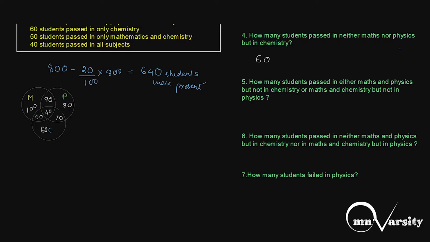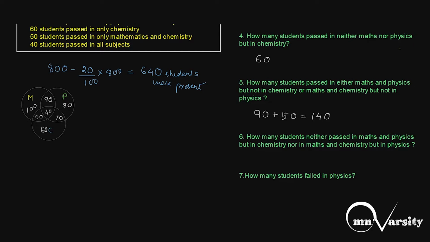As for the question, it's been asked how many students passed in either maths and physics. For that we have 90, but not in chemistry, so I'm already leaving the chemistry portion aside. Or in maths and chemistry, for that we are putting 50, leaving the physics part aside. So this will give us 140.